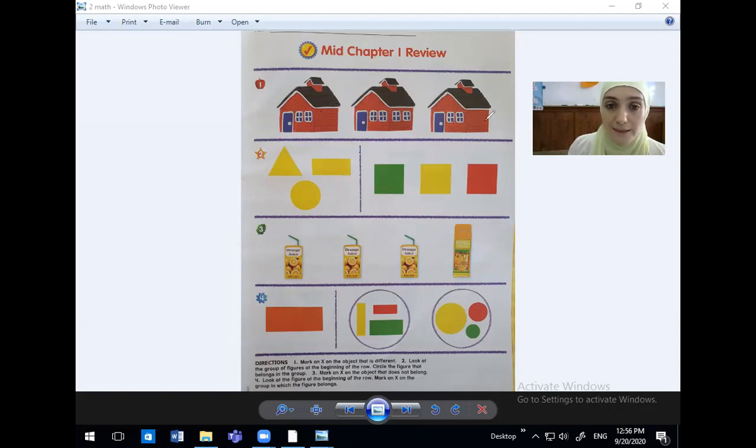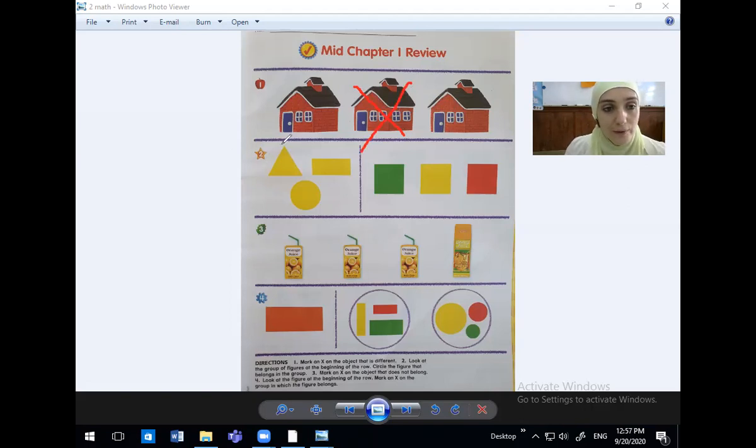So then let's see third house. It has door, 2 windows, and here no windows. Okay, so we have 2 houses that are alike and one that is different, and we need to cross out the one that is different. So I cross out, put an X for the different house.